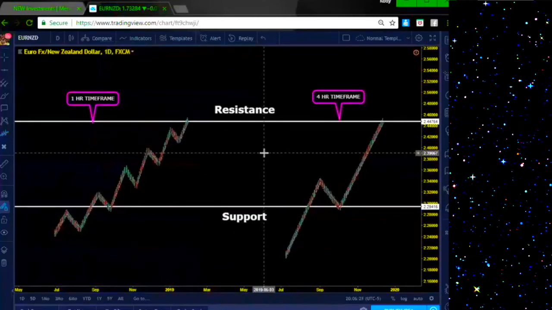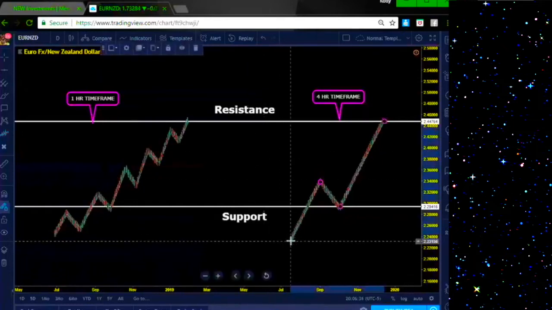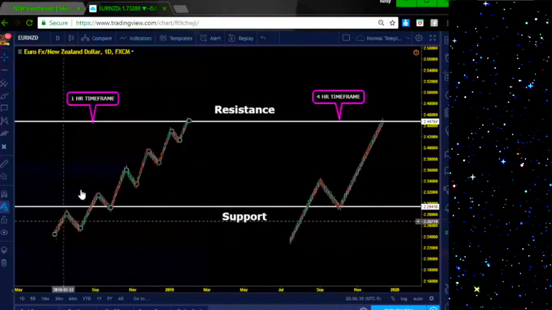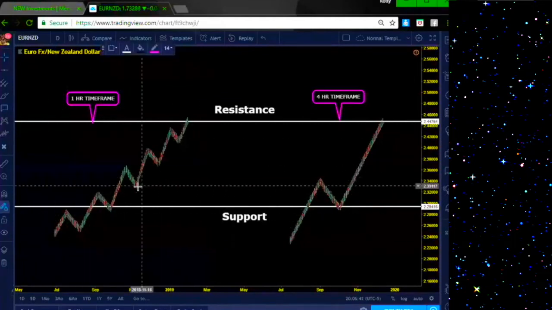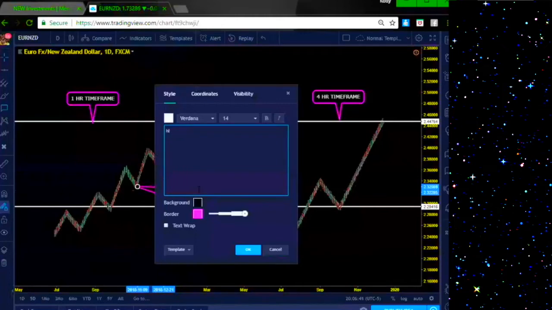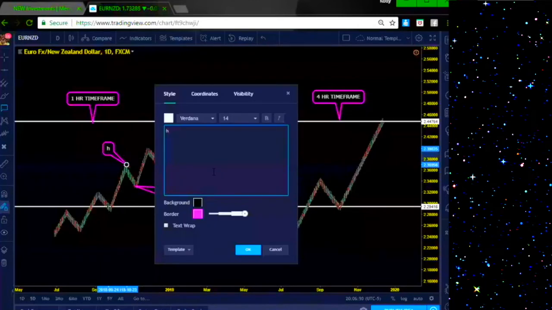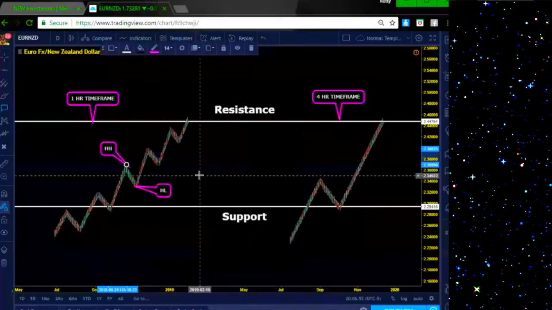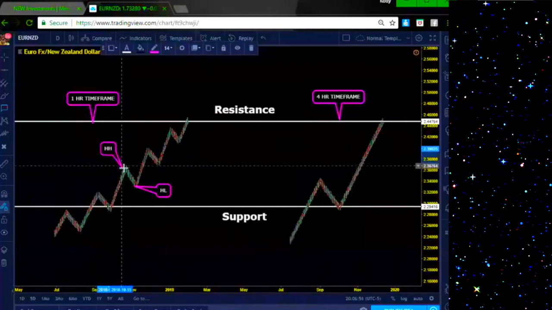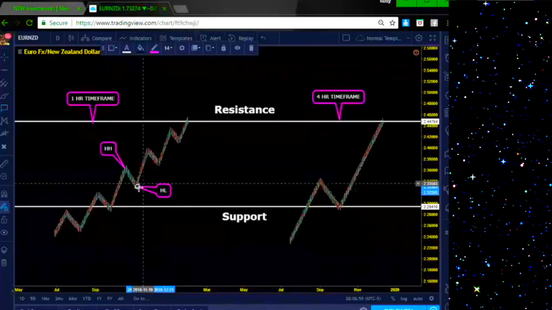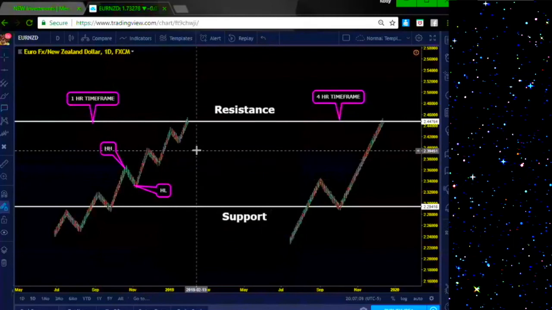If the 1-hour time frame is not in bullish structure, there's no way that the 4-hour time frame would be rising. You see what I'm saying? The only way that the 4-hour time frame is going to be rising like this is if the 1-hour time frame is in bullish structure, which means we're making what? Higher lows, and we are making higher highs. So we're continually making higher highs, we're continually making higher lows, and the moment that we fail to do either one of those, the market will no longer be bullish, right?